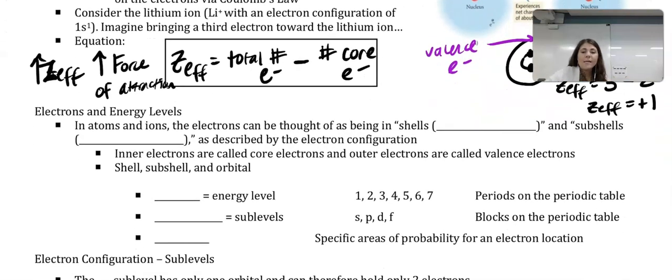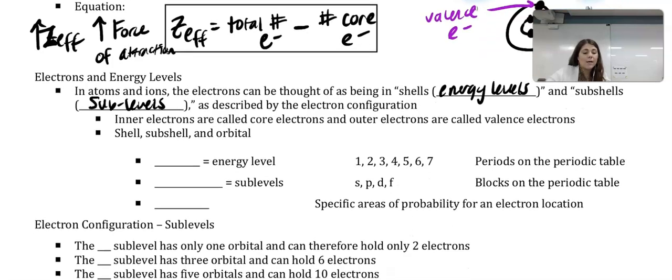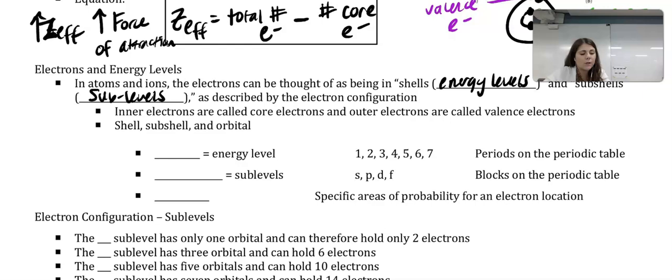Okay. In atoms and ions, the electrons can be thought of being in something called shells. To us, we can just say energy levels. And subshells are going to be just sub-levels, as described by the electron configuration. So inner electrons, like I had mentioned earlier, will be our core electrons, while our outer will be our valence electrons. So going back to energy levels, remember I said these are called shells.